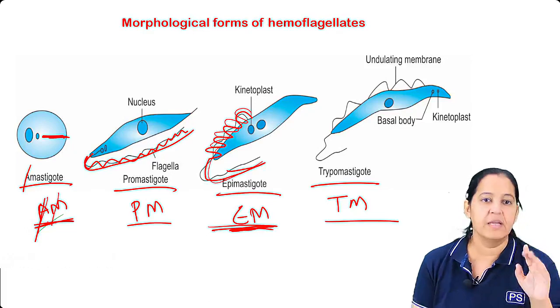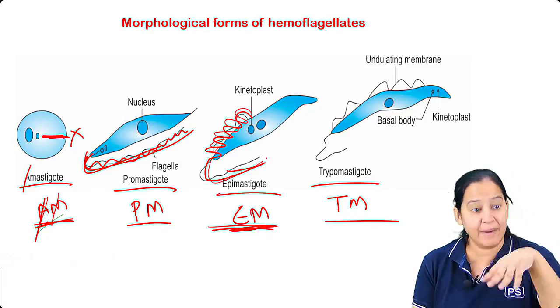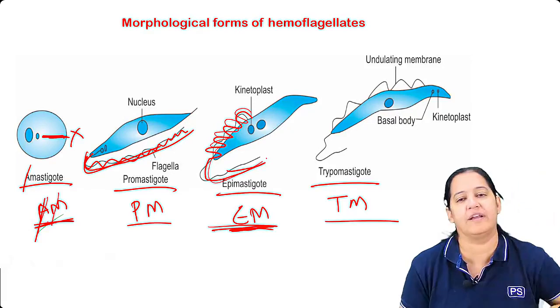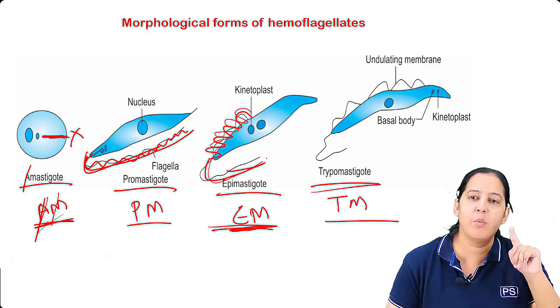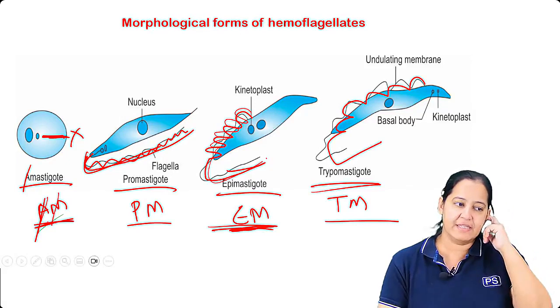See the difference. Here flagella is absent. Idhar hai, it is direct. Here it is coming but indirectly by forming an undulating membrane. And in trypomastigote, it is bigger, the complete undulating membrane, and then coming out. Say yes if you got the difference.